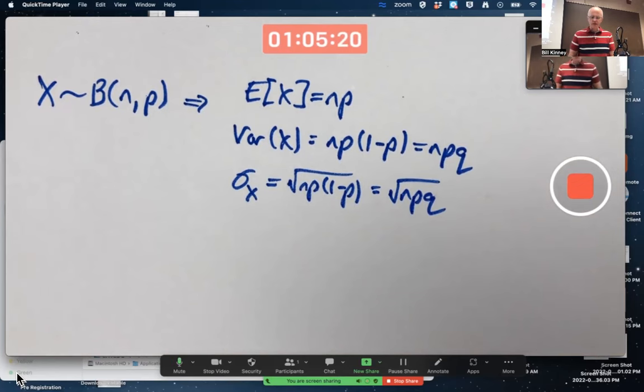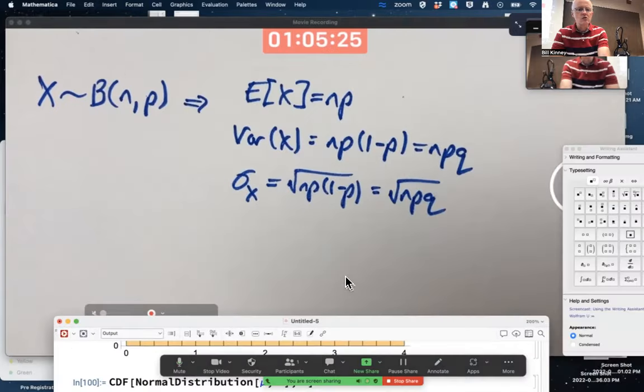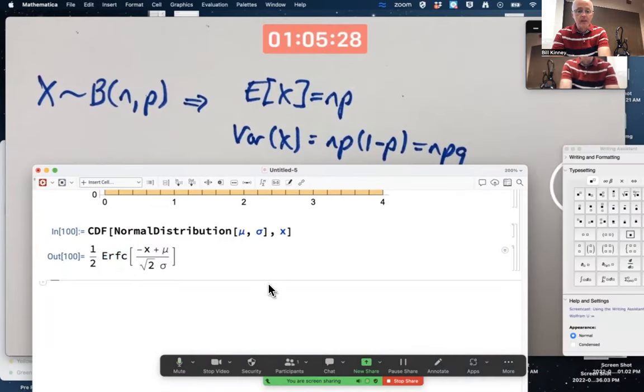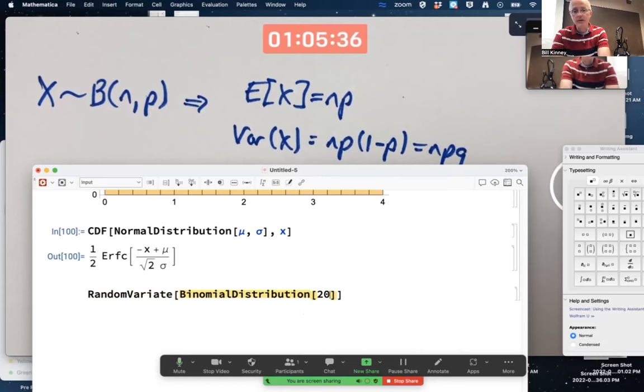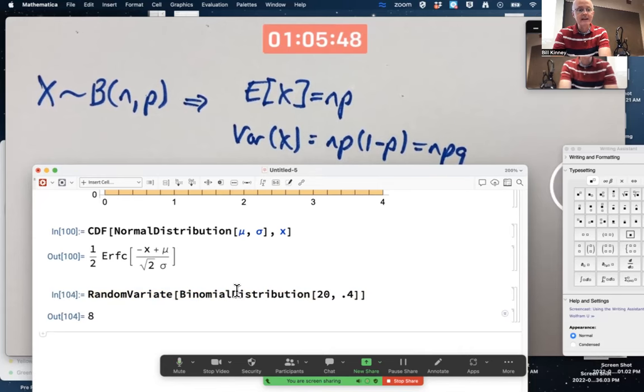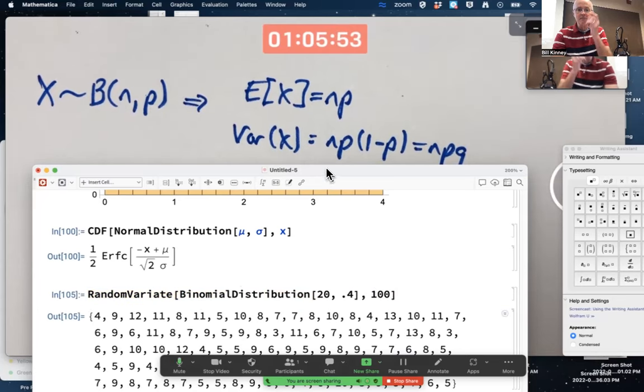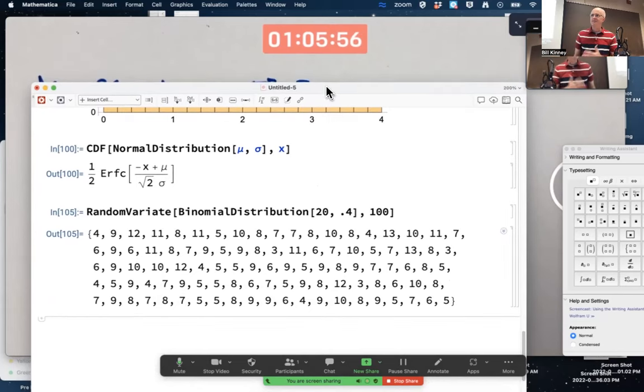Can you simulate binomial distributions in Mathematica with RandomVariate? Yes, you can. RandomVariate, binomial distribution. Oh, say 20 free throws with probability of success 0.4. This time I made 7 of them. The next time I made 7. The next time 12. Got really lucky there. The next time 8. Do this 100 times. I've got 100 simulated experiments of attempting 20 free throws and keeping track of how many I make.